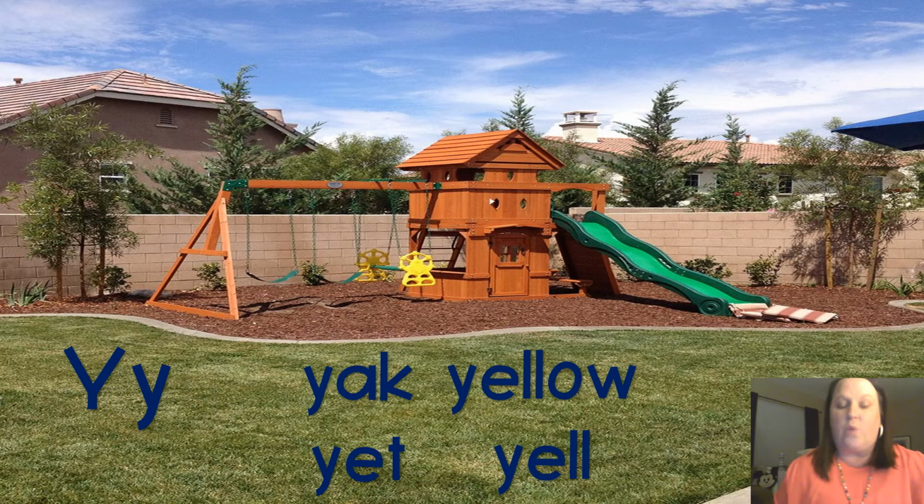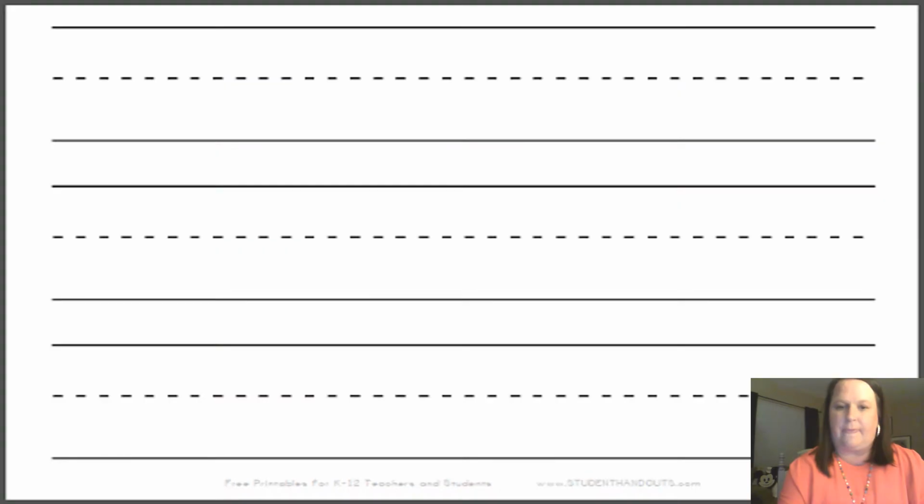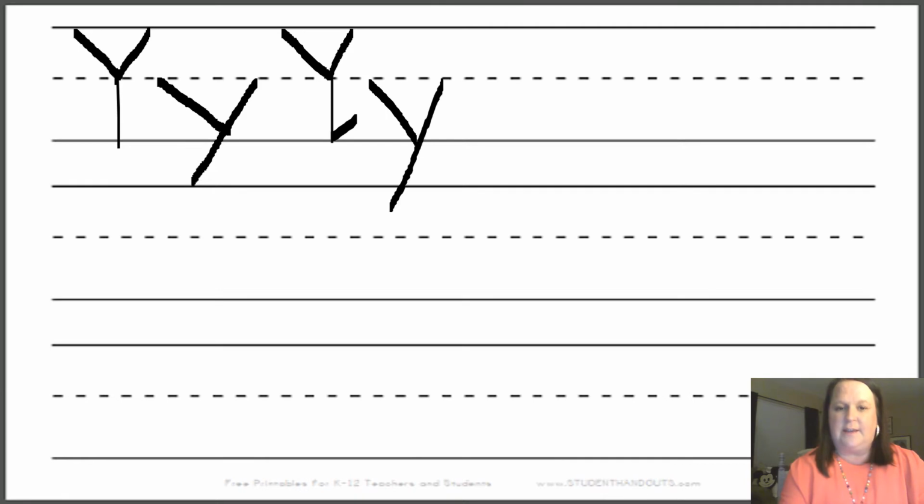Let's review our Y words in our pretty backyard theme. We have Y says y, yak, yellow, yo-yo, and yarn. We are going to write some Y's, capitals, again, just to show you how, capital and lowercase. So we're staying on the line. Capital goes all the way to the top and goes to the bottom. Oh, sorry about that. Lowercase starts at the dotted line, goes to the bottom. Capital. Just practice writing your Y's.